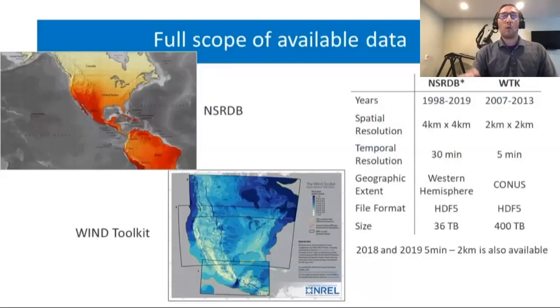The Wind Toolkit is even more impressive. Originally it was 2007 to 2013. We now also have data for 2014. Originally it was just the contiguous United States. Now we have all of North America at 2 kilometer and 5-minute resolution. This data is over 400 terabytes in size.